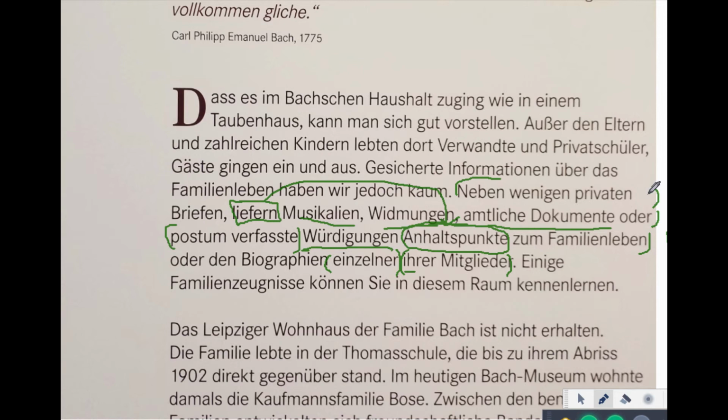Going on. Einige Familienzeugnisse können Sie in diesem Raum kennenlernen. Finally, an easier sentence. So, where's the verb complex? It's two parts, the modal, which is können, and then kennenlernen at the end. Great. And the subject is? It's Sie. Yeah, cool. So remember, this is a picture of one of the information placards in the archive in the museum itself. So they're saying now you can meet or you can get acquainted with some family documents in this room simply.